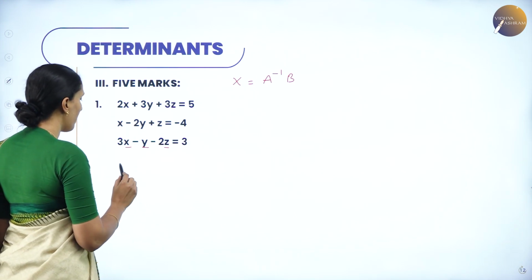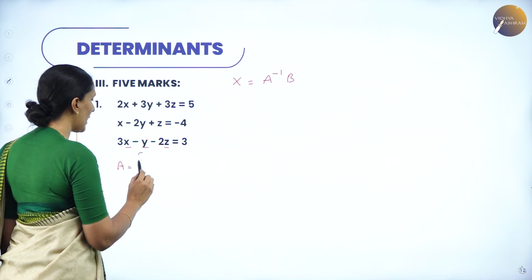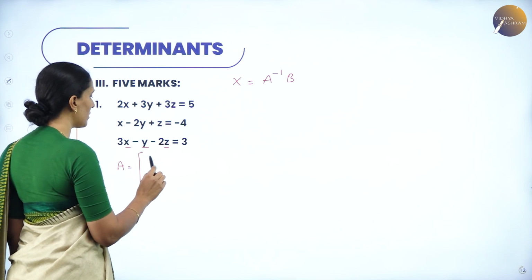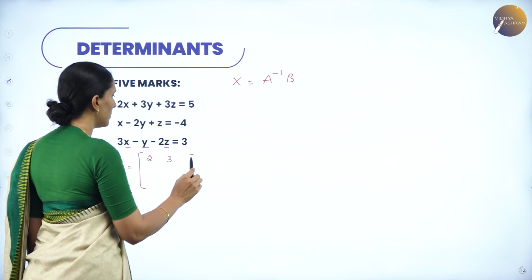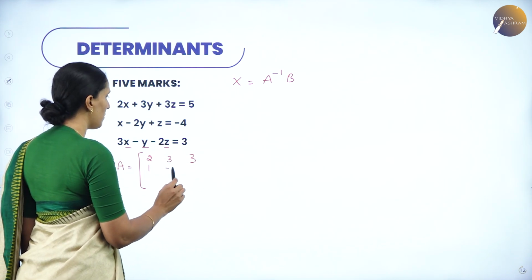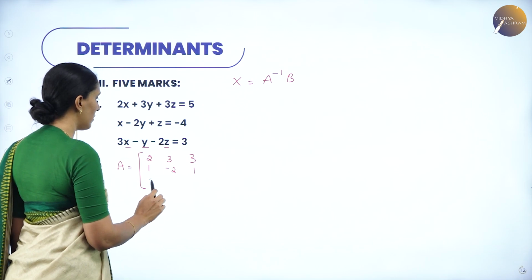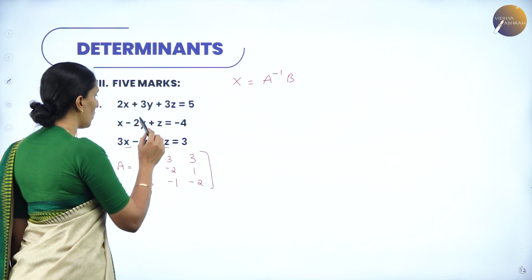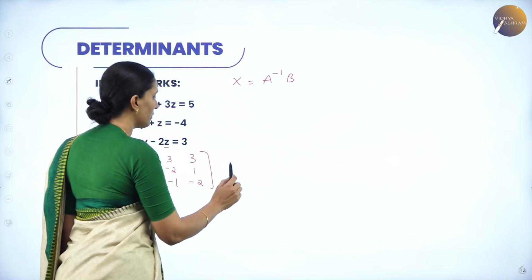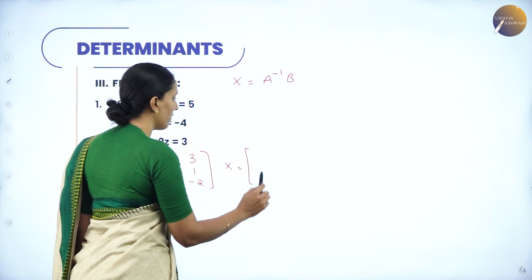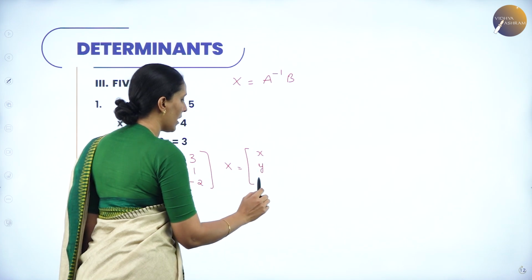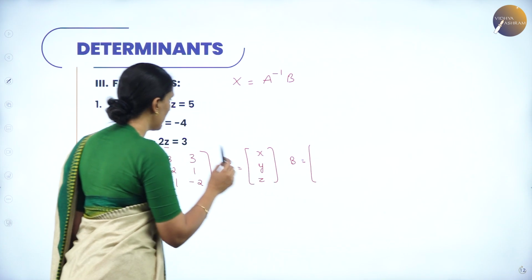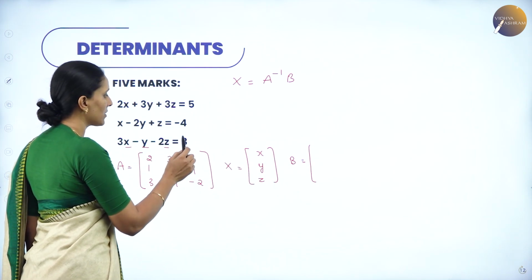So let's write matrix A first. Matrix A is the coefficients of the variables here. So that is 2, 3, 3, 1, -2, 1, 3, -1, -2. And the matrix X contains the variables x, y, z. And matrix B contains the constants, that is 5, -4, 3.